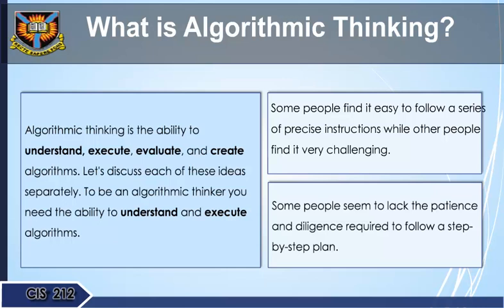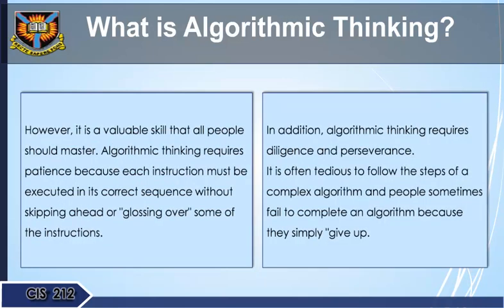What is algorithmic thinking? Algorithmic thinking is the ability to understand, execute, evaluate, and create algorithms. Let's discuss each of these ideas separately. To be an algorithmic thinker, you need the ability to understand and execute algorithms. Some people find it easy to follow a series of precise instructions, while other people find it very challenging. Some people seem to lack the patience and diligence required to follow a step-by-step plan. However, it is a valuable skill that all people should master.